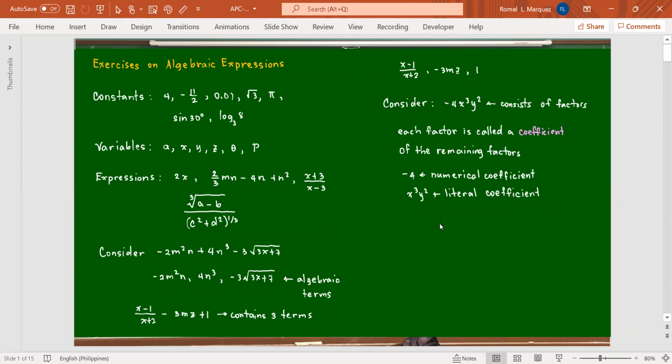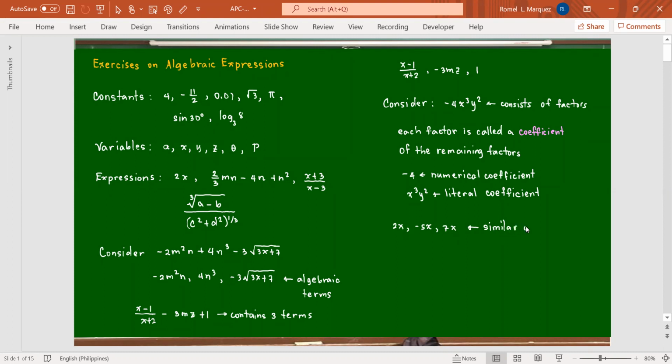Terms can be similar, can be dissimilar or unlike. Similar or like terms, no? So, if I have, for instance, 2x, negative 5x, 7x, we call these terms similar or like terms.